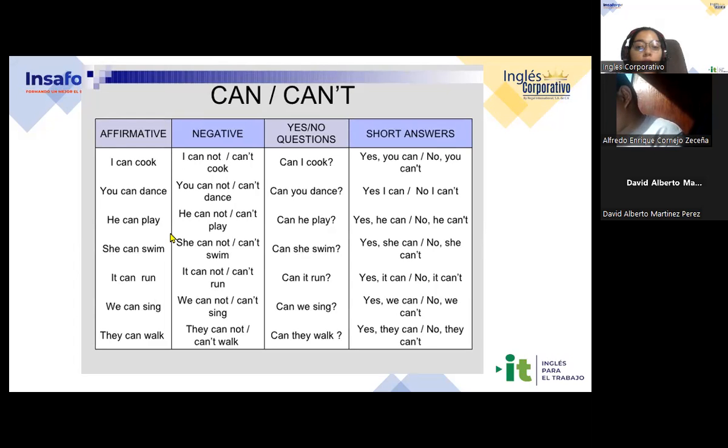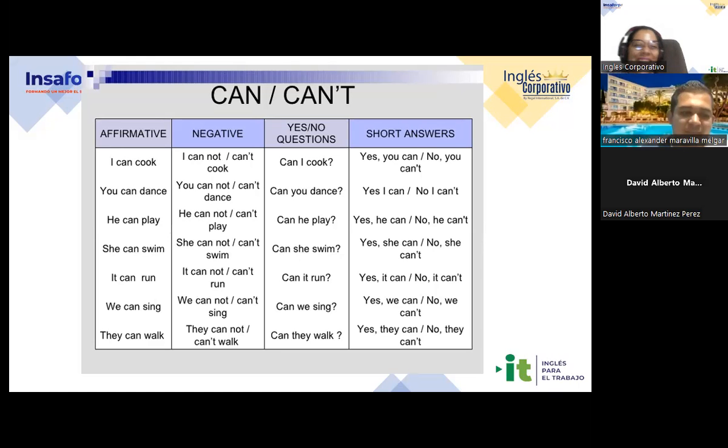Okay, when you are going to give your answer, it's up to you. Va a depender de usted, no las conteste, ¿verdad? Solo hágalas porque su compañero las va a contestar, okay? So just ask your question because your classmate will respond to you, okay? Now clear? Francisco, are you listening to me? Francisco, deme señales. Yes, teacher. Okay, thank you.